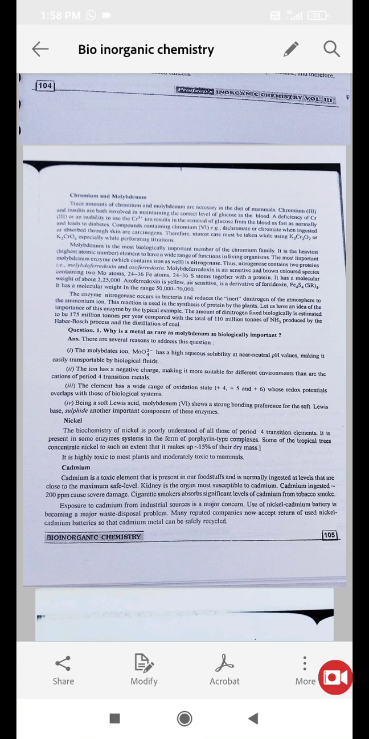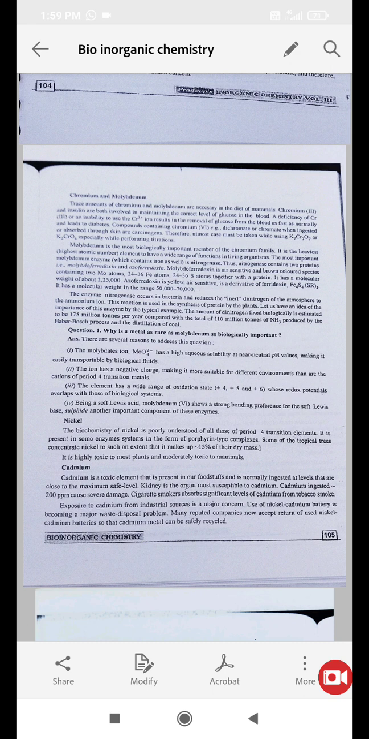Next is chromium and molybdenum. Trace amounts of chromium and molybdenum are necessary in the diet of mammals. Chromium and insulin are both involved in maintaining the correct level of glucose in the blood. A deficiency of chromium or an inability to use the chromium 3+ ion results in glucose not being removed from the blood as fast as normal and leads to diabetes.